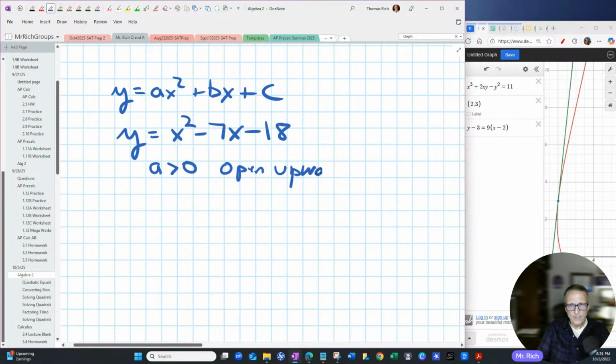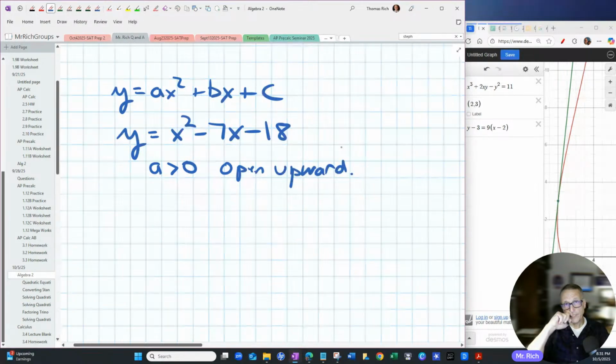The a value being negative would cause it to be opening downward, right? This is going to be the shape of a parabola. We know that quadratics take that characteristic parabola shape. But because a is greater than 0, it's opening upward. We also know that the c is going to be the y-intercept.